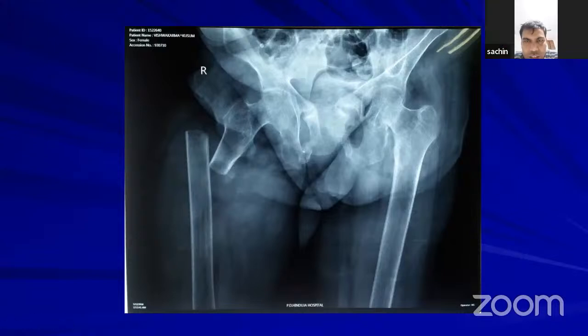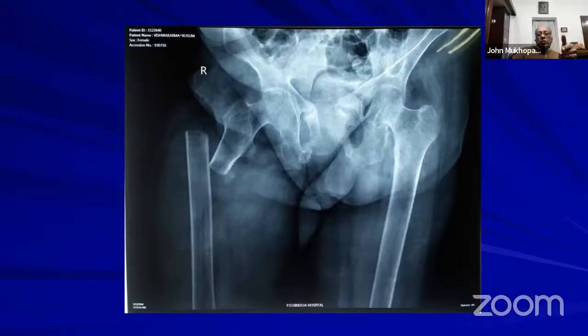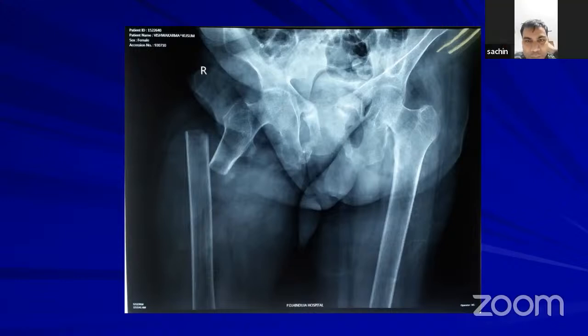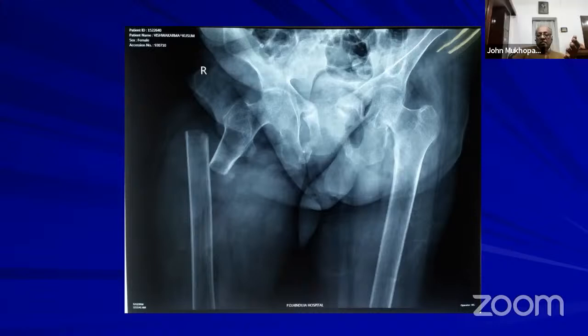Sir, this is an AP view X-ray of the pelvis with both femurs. The X-ray looks like osteoporosis. There is more radiolucency in the X-ray, sir. So what are the things you see that suggest osteoporosis? One is very thin cortices. Second is a wide medullary canal. And the quality of the bone that you see. Okay, so what about the pelvis?